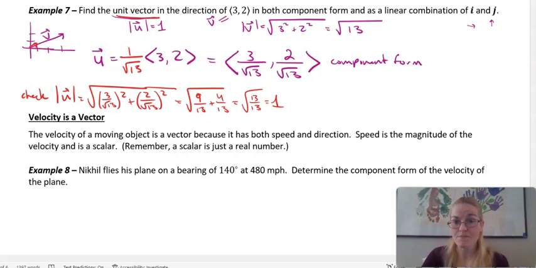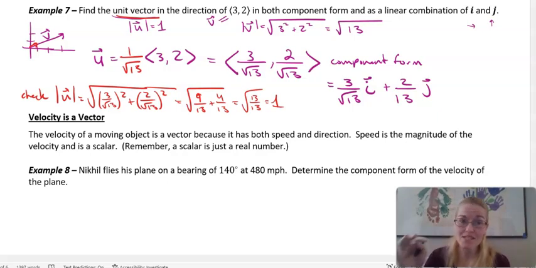So that's my component form. As a linear combination, I'm just going to say this is 3 divided by the square root of 13 times i, plus 2 over the square root of 13 times j. So that's our unit vector.